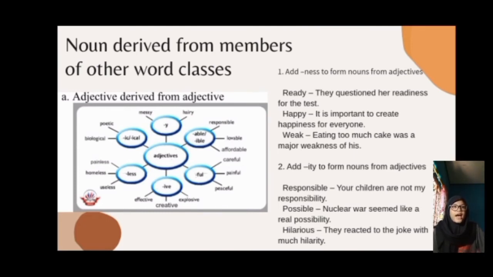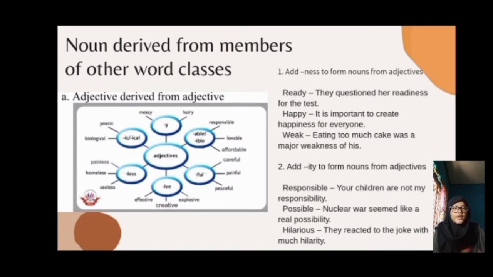Second, add -ity to form nouns from adjectives. Example, responsible, responsibility. The example of a sentence: your children are not my responsibility.